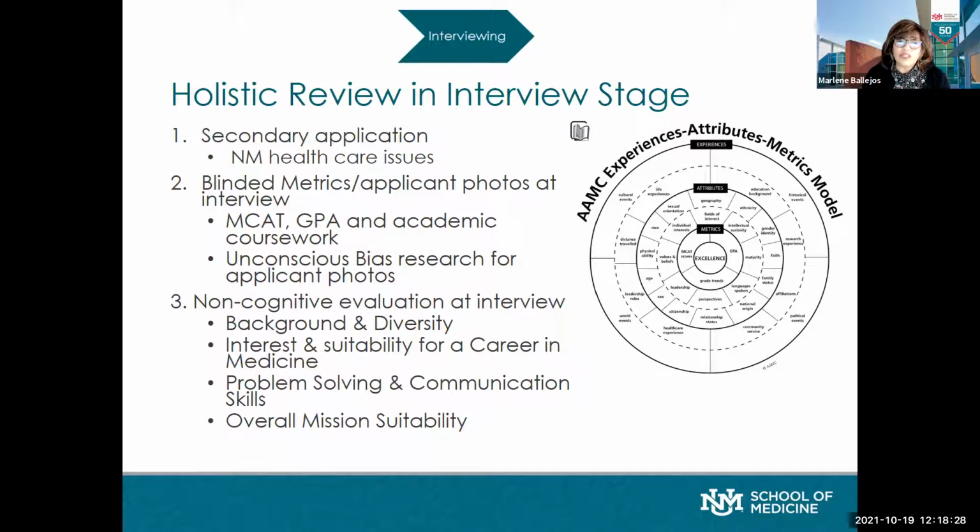So we look kind of non-cognitively at the point of interview, and we look at background and diversity. We look at interest and suitability for a career in medicine. We look for problem solving and communication skills, which is kind of a challenge now during virtual interviews, but nevertheless, we still see some of those communication skills. And then we look at overall mission suitability. So this is how we incorporate holistic review in the interview stage of our application.